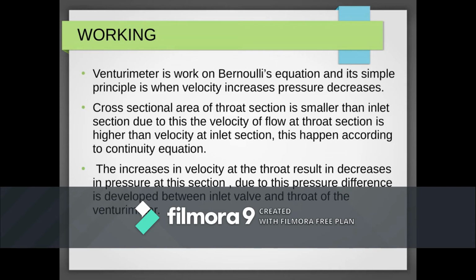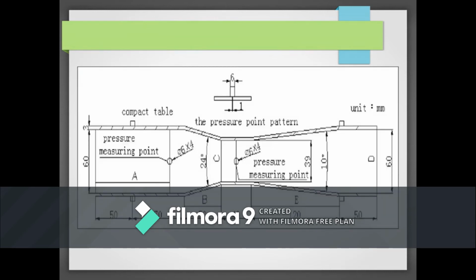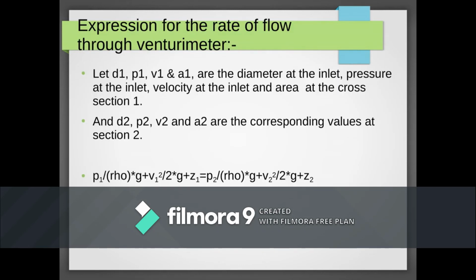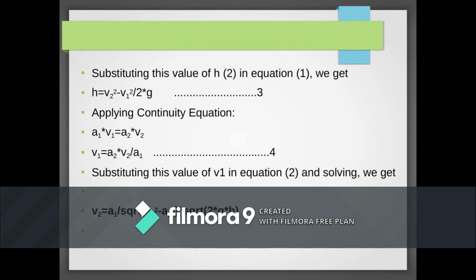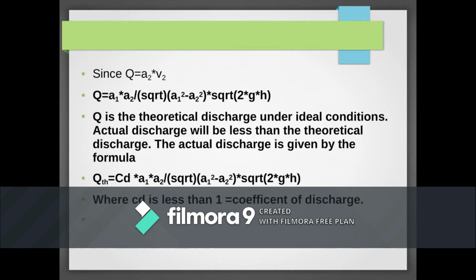Now let me explain the working of venturimeter. As you can see, there are two parts mainly, the inlet of the pipe and the throat part. In the throat part, you can see the diameter is very small. The pressure is smaller, and the velocity of the fluid which is flowing is high.